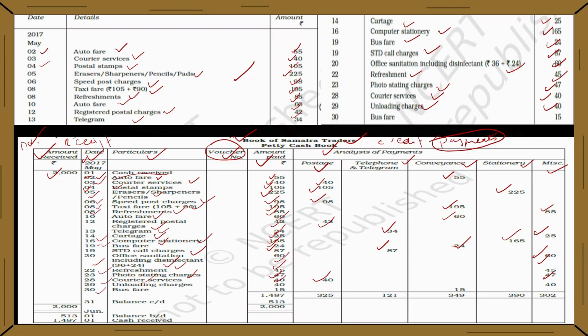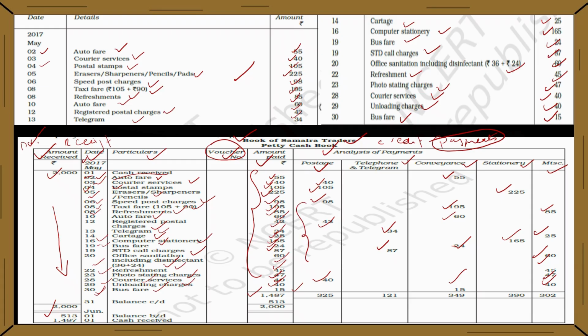Write the date, unloading charges of 40 will go under miscellaneous expenses. And the last expense for the month is bus fare, 15 rupees. 30th May, bus fare, 15 rupees will go under conveyance. Now, you total the amount received column, it is 2000 rupees. Amount paid column, you total it is 1487.